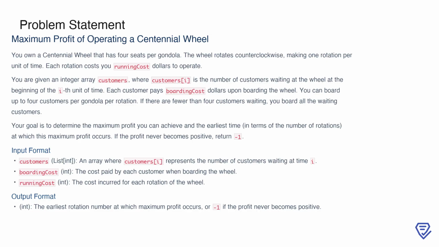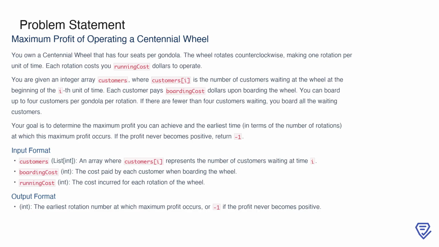In this problem, you own a Centennial wheel that has 4 seats per gondola. The wheel operates on a counterclockwise rotation, and each rotation takes 1 unit of time. However, each time the wheel rotates, it costs you running cost dollars. Customers waiting to board the wheel pay boarding cost dollars each when they get on. Importantly, you can only board up to 4 customers per rotation. If fewer than 4 customers are waiting, then all of them board during that rotation.